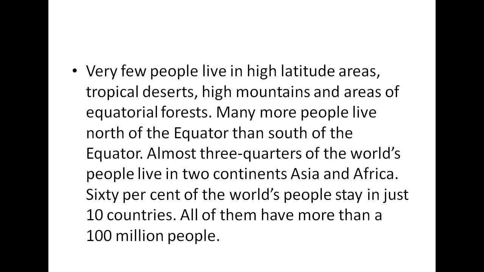Now many more people live north of the equator than south of the equator. So basically many people try to live north of the equator rather than south of the equator, just because of the variation in climate. People don't want to live in too cold areas and too hot areas. And in terms of the equator line, mostly people prefer north of the equator than south of the equator.